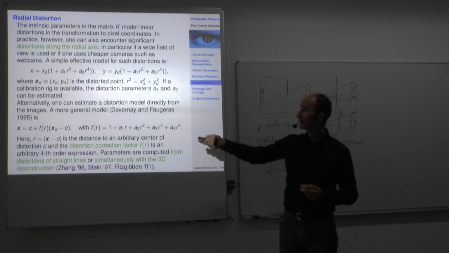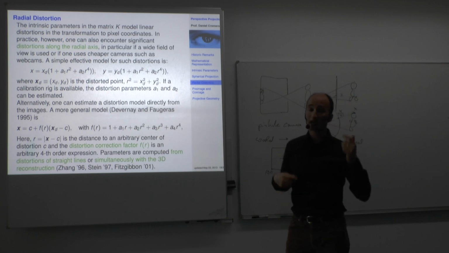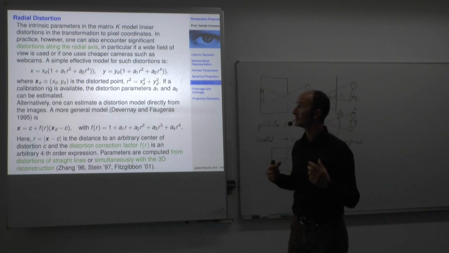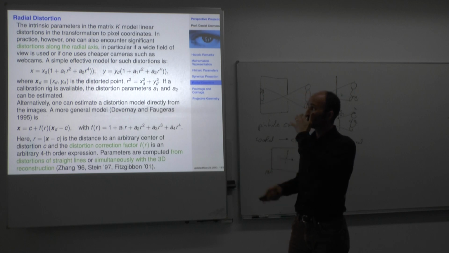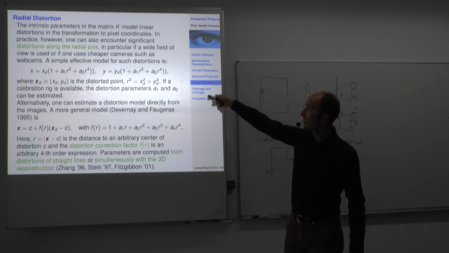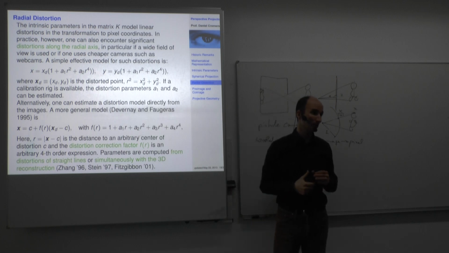So this is how you can estimate the parameters, and this is called calibrating the radial distortion. And then you can basically invert the radial distortion. In this fashion, you can just multiply all the X coordinates by this factor and the Y coordinates by the same factor, and that gives you the corrected coordinates.